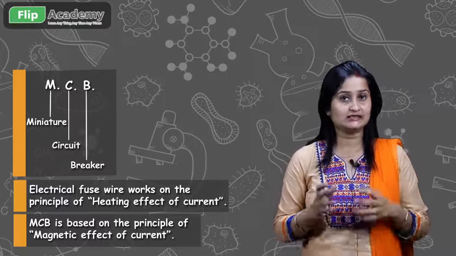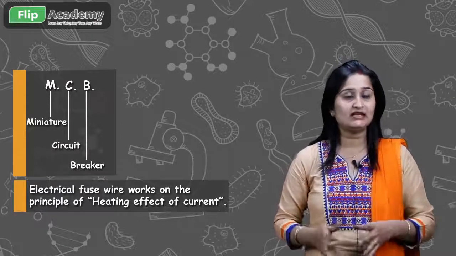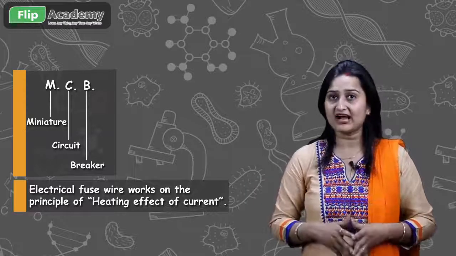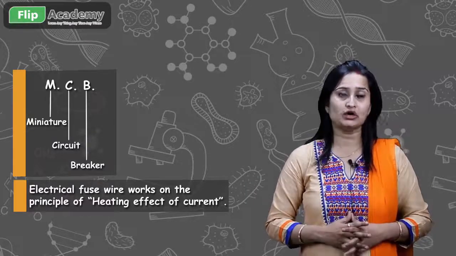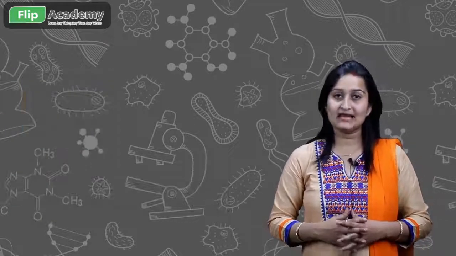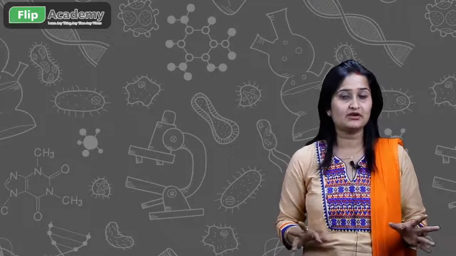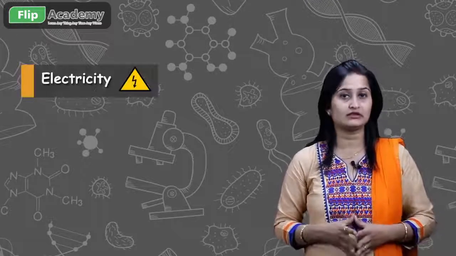In that condition the circuit breaks and becomes an open circuit, thus preventing the remaining part of the circuit from catching fire or any mishap from occurring. So this is how MCBs work. The MCBs are provided at homes, at offices, in buildings, everywhere in order to safeguard the electrical circuit.